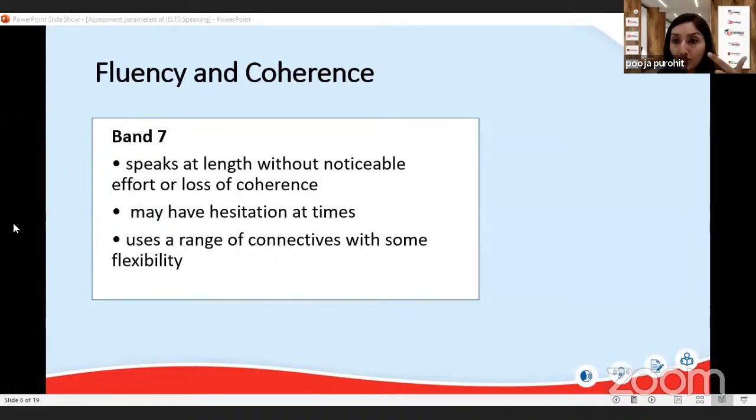Therefore, an important parameter is that you speak naturally, you don't mug up things, you try to speak in the best possible way, whatever words click to your mind. During your practice, start using the right set of connectives to express your ideas and opinions clearly. I hope this parameter is clear to you.